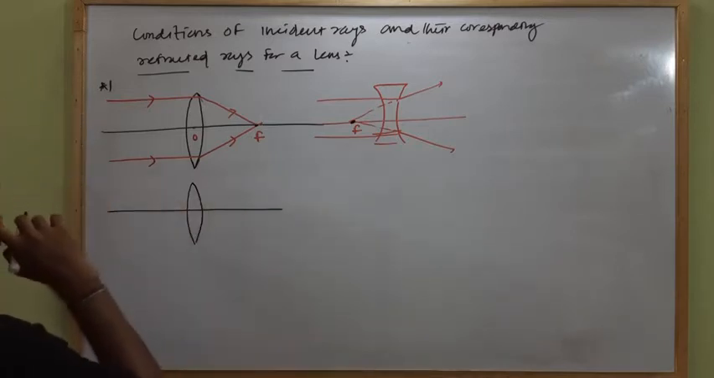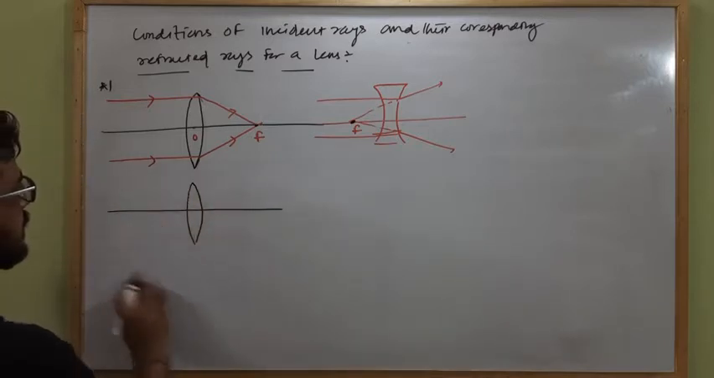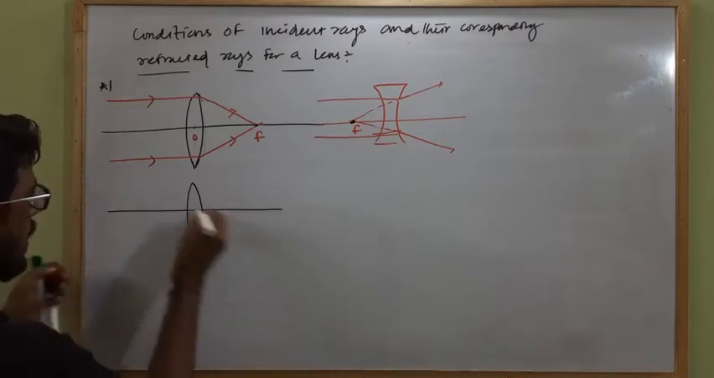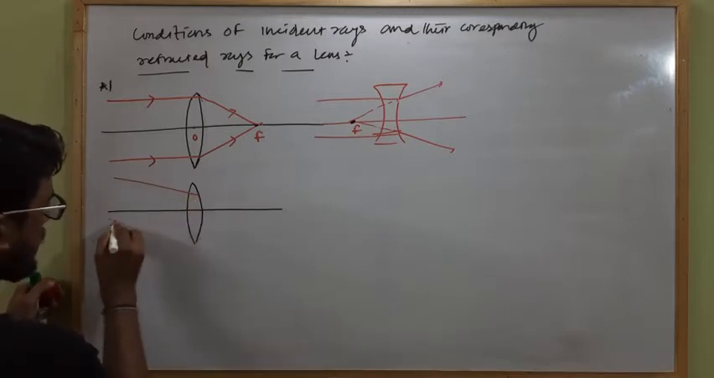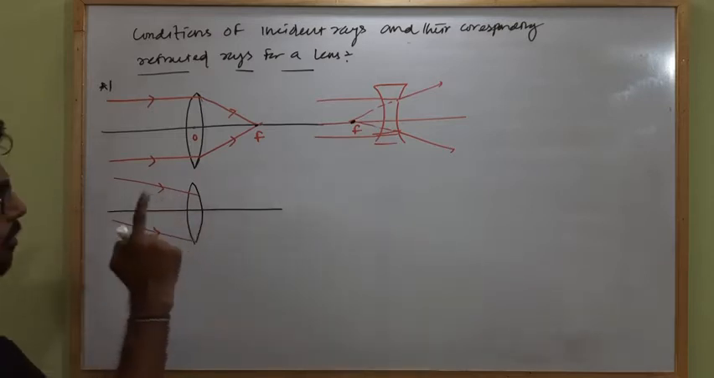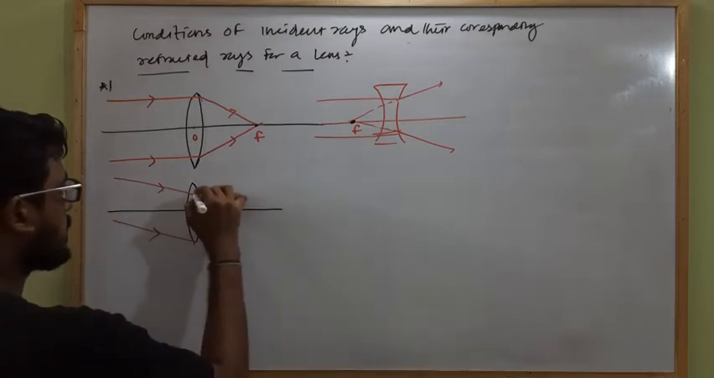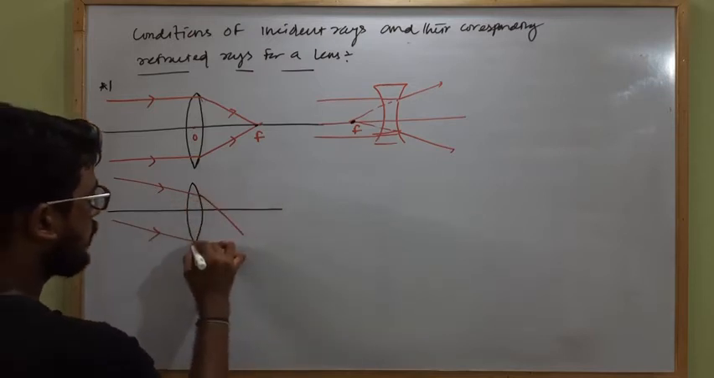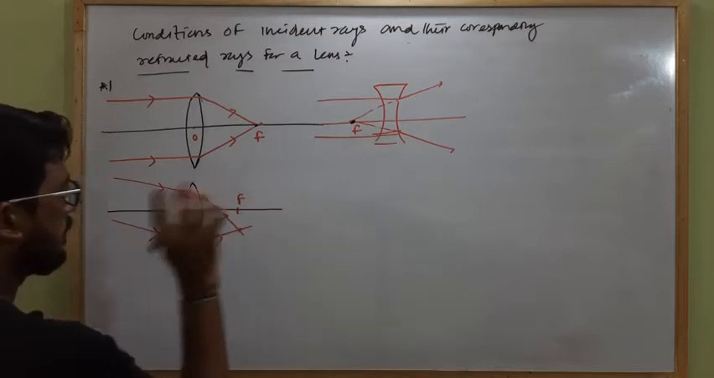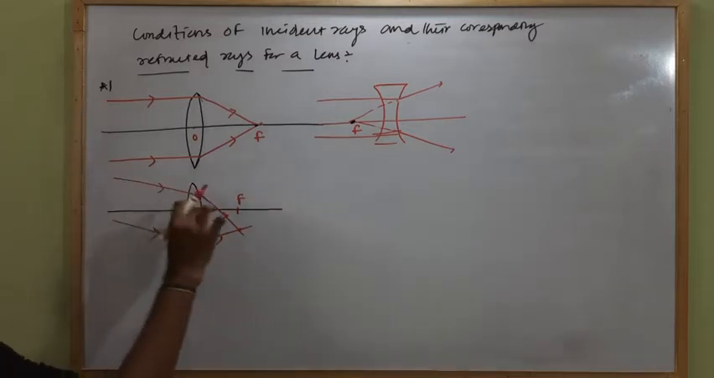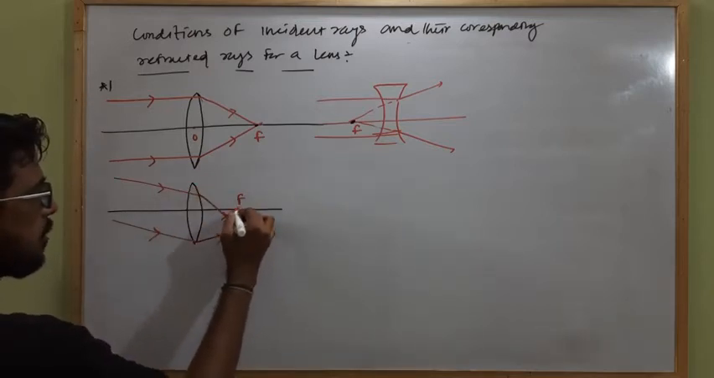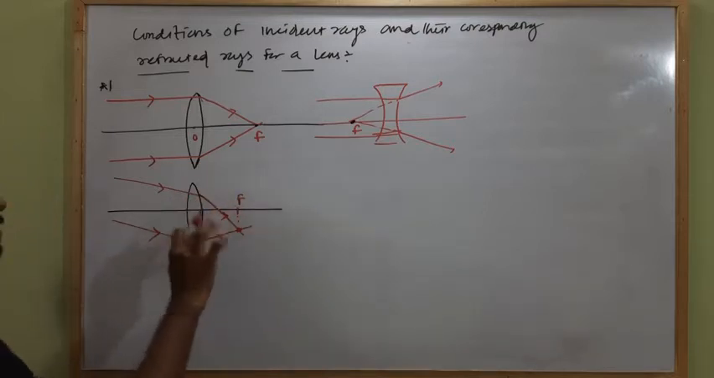Okay, any incident rays which are coming parallel to each other but not parallel to the principal axis, like this. Any incident rays which are coming parallel to each other but not parallel to the principal axis after refraction will intersect at any point on the focal plane. Okay, if the rays are parallel to each other but not parallel to the principal axis, after refraction they will intersect or meet each other at any point on the focal plane, not on the focus.